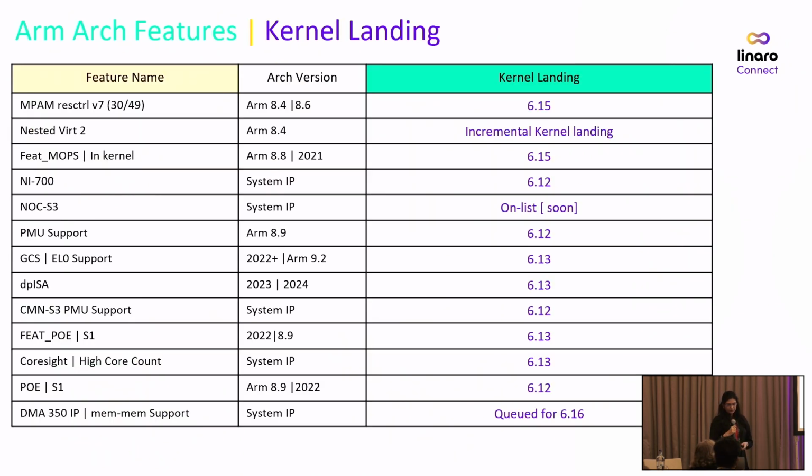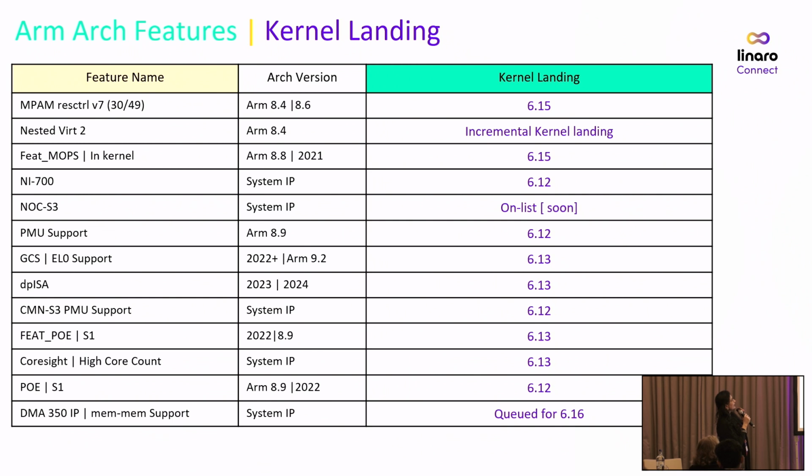So in terms of kernel landing, like I talked, MPAM, again, just giving a heads up, we have a significant feature here. 30 out of 49 patches for the file system have been merged in 6.15. I'll cover the details when I go to MPAM. Nested virtualization too, literally you have incremental merges every kernel cycle. I have a detailed slide for that as well.